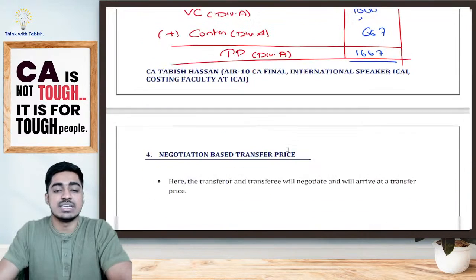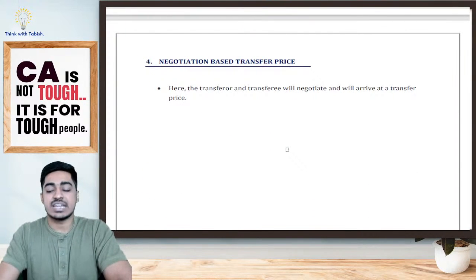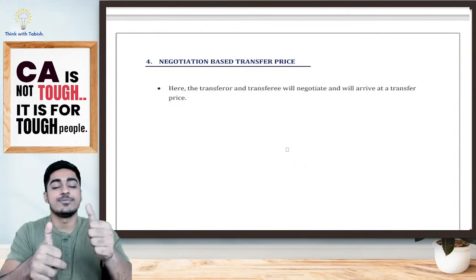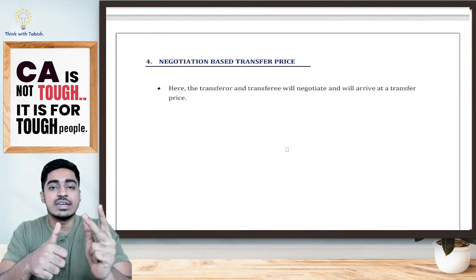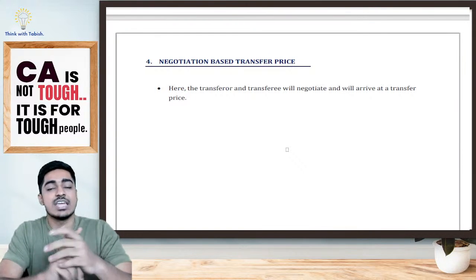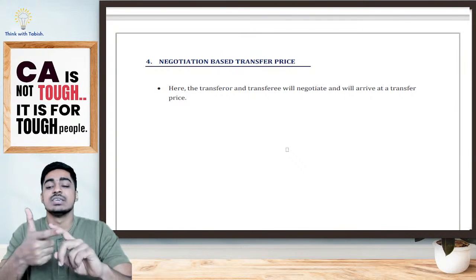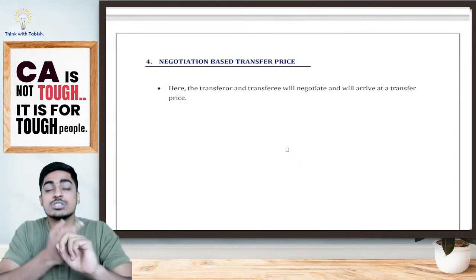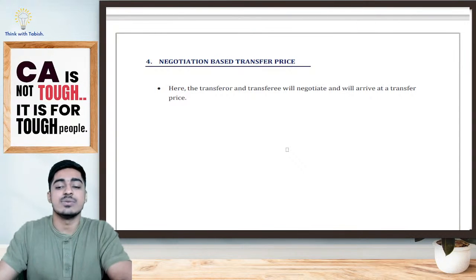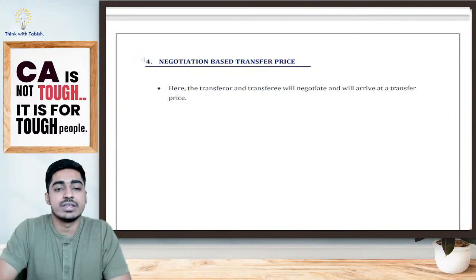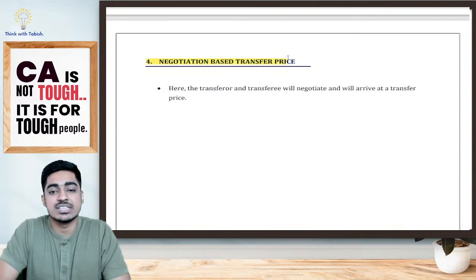So this is market based transfer pricing. First, we looked at cost based transfer pricing: full cost, marginal cost, standard cost, cost plus markup. Second, we looked at market based transfer pricing: market price, shared profit relative to total cost, shared contribution relative to variable cost. Any doubt, students? Next, and the most important, we have negotiation based transfer pricing.